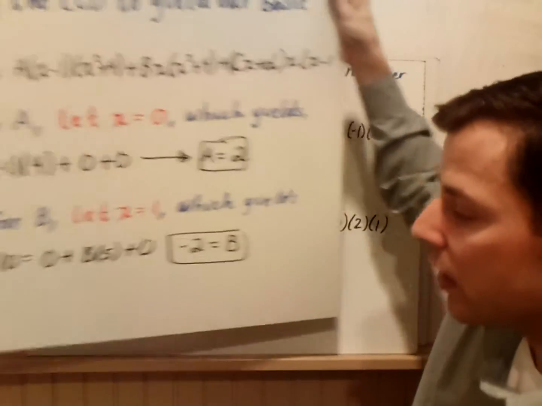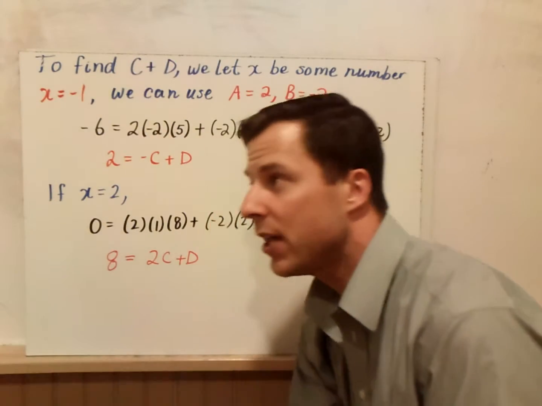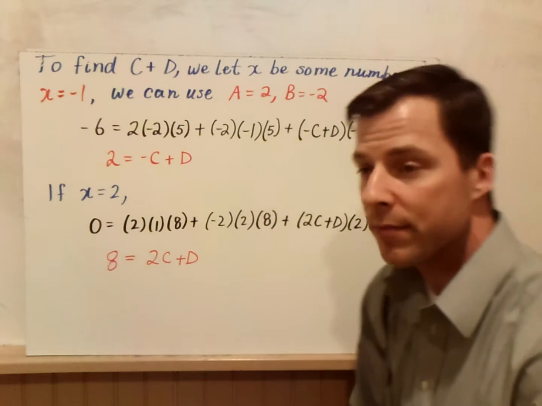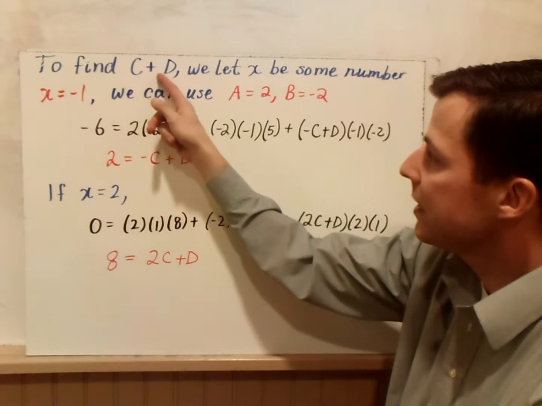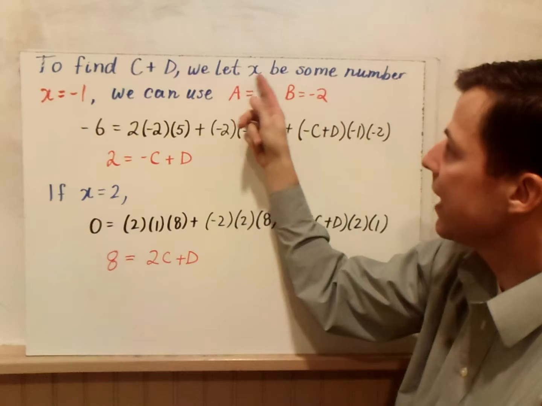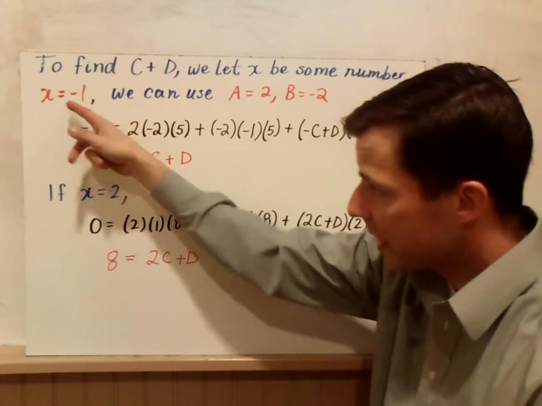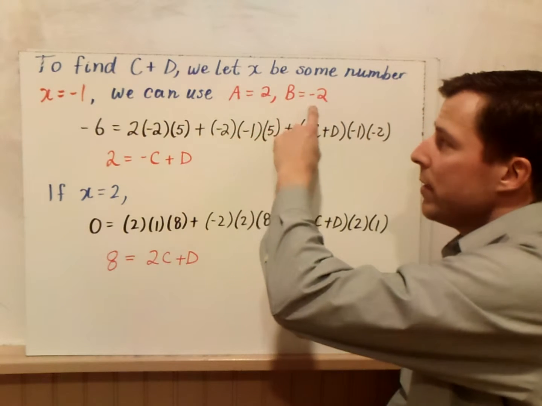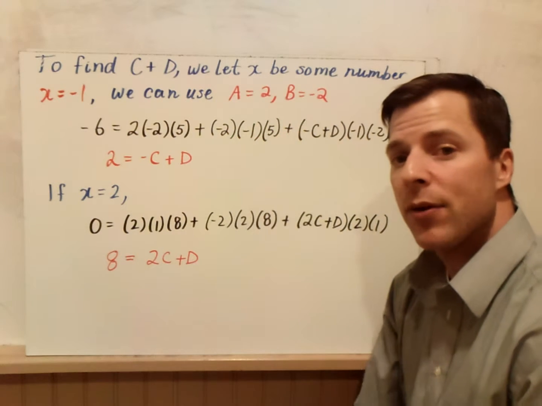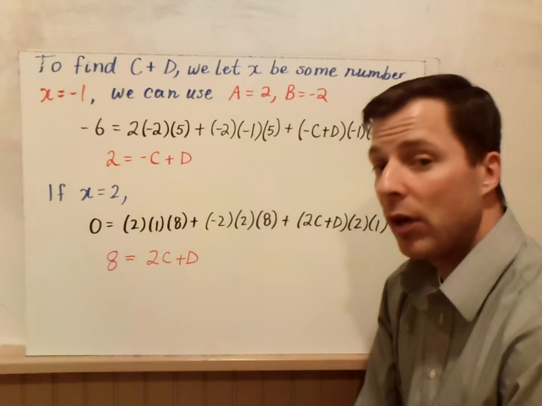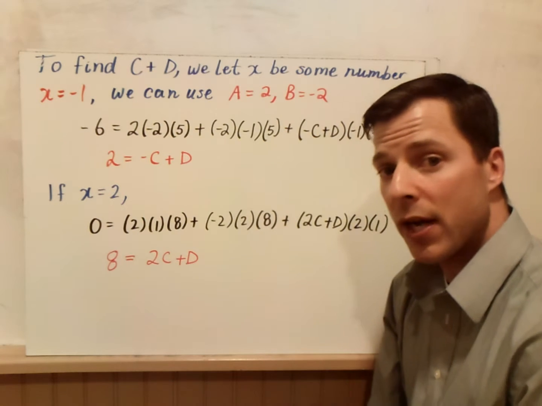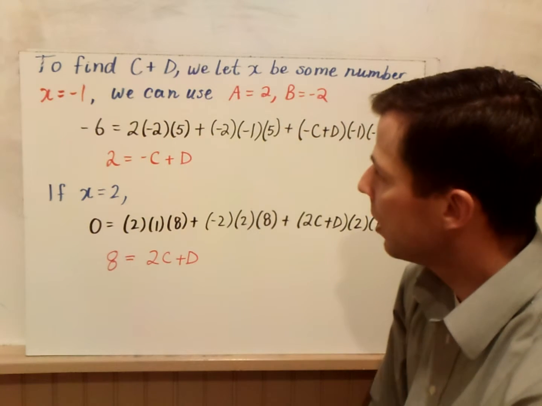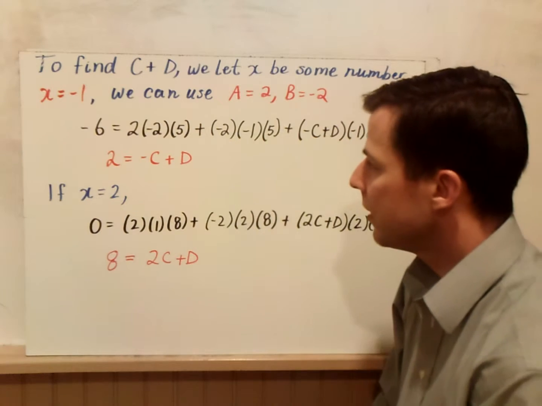Now, here's where we do something different versus the other videos. We're going to have to use systems. So, to find c and d, we let x be some number, any number. In this case, I'll let it be negative 1. We can use a equals 2 and b equals negative 2. Now, you might say, well, I can use any number. Why not 0? Because we've already used 0 when we found a. So, we're going to let x equal negative 1 in this case.